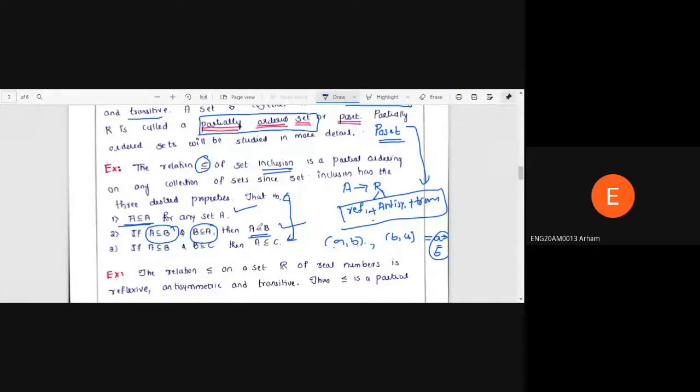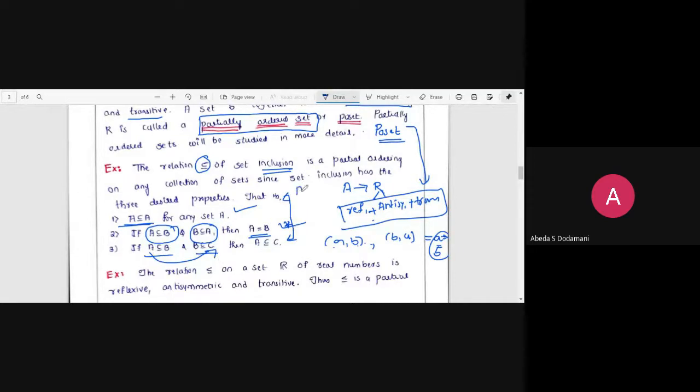This is not possible when A and B are different. This is possible only when they are both the same. So this is the anti-symmetric condition. The last one is obviously if A is a subset of B and B is a subset of C, then A must be a subset of C. This is quite a common thing.